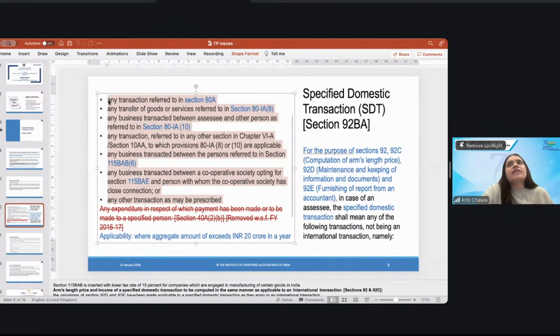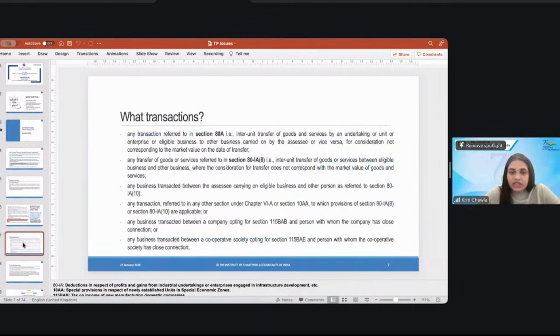The reason that I said there has been a drastic reduction of the scope of specified domestic transactions is because there was a time that this provision was also applicable on SDTs. So any expenditure, and these kinds of transactions are a lot in any organization. Also, the threshold was 5 crores. But now this has been removed and the threshold is also increased to 20 crore. So the scope of SDT is relatively less as compared to what it was before. So that's basically specified domestic transactions.